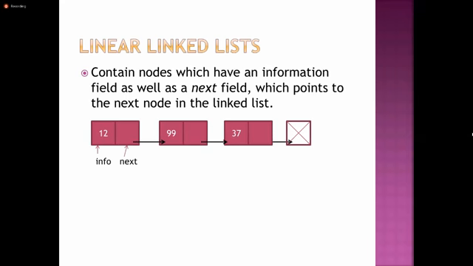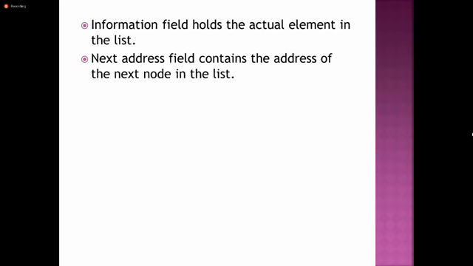This is a representation of the linear linked list. It contains nodes which have an information field as well as a next field which points to the next node in the linked list. Information can be characters, a string or a numeric value. The information field holds the actual elements of the list. The next address field contains the address of the next node in the list.